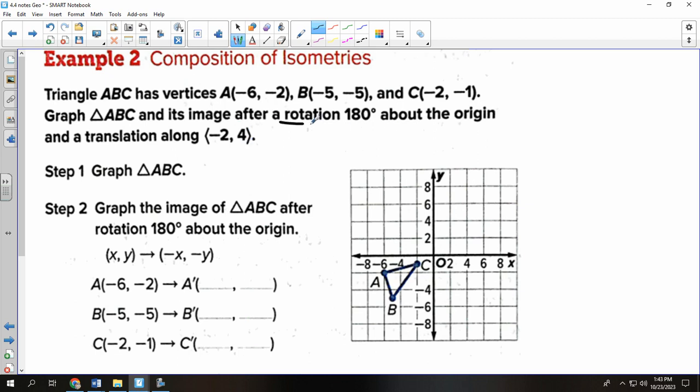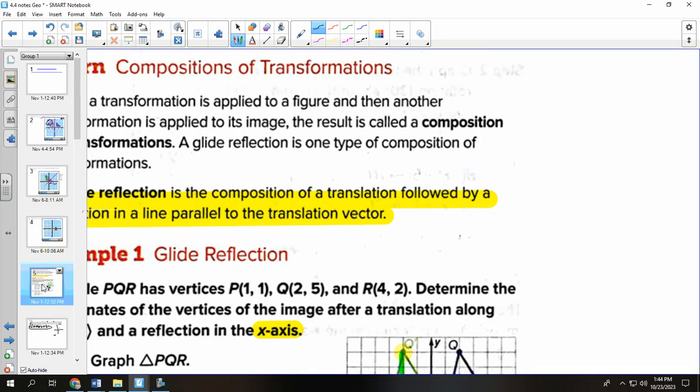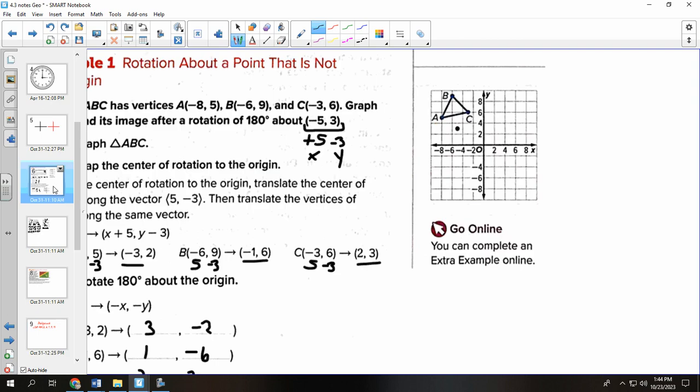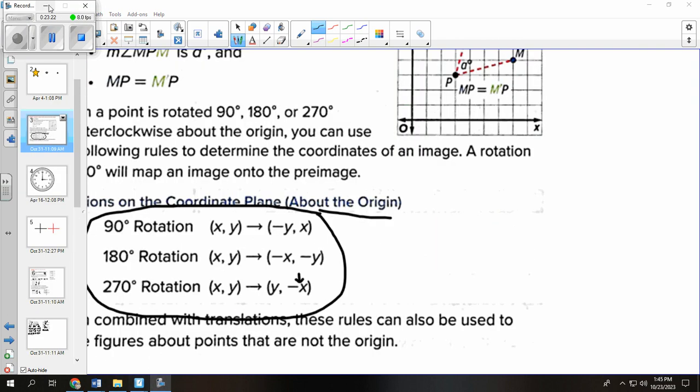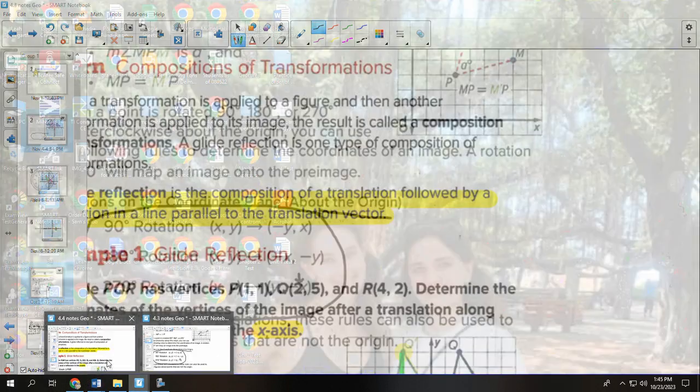So we're going to do the rotation first, and if we look, oh, I closed it up. Okay, so if we look back to 4.3, okay, so our 180-degree rotation, the x and y stay in the same order, they just are opposite. So let's hop back.